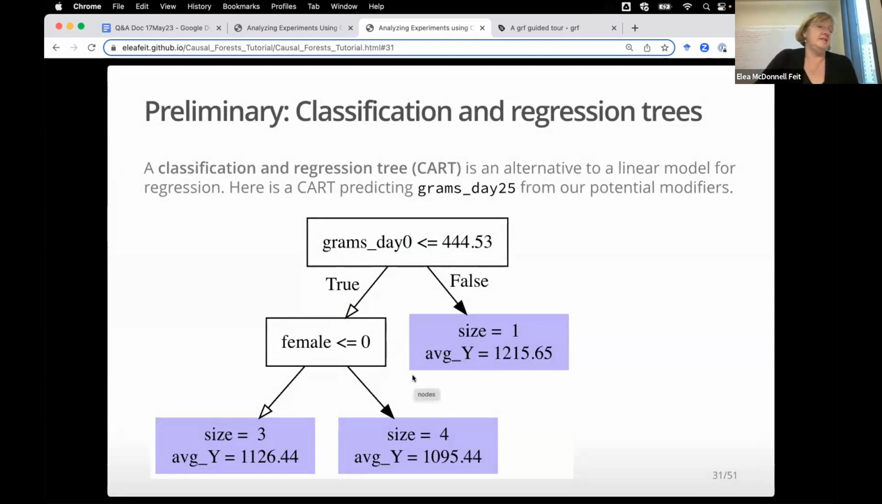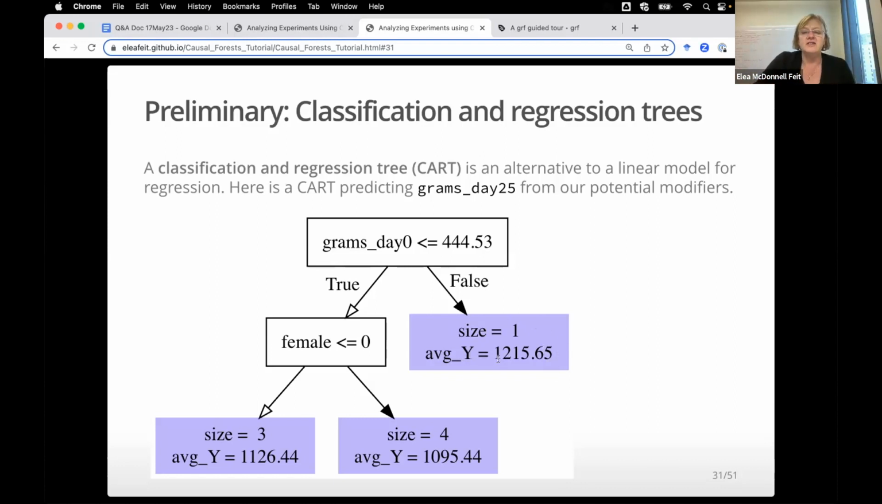All right, I have to give you some preliminaries to explain exactly how the causal forest works. Step 1 is the classification and regression tree. This idea has been around for a long time, maybe since the 70s. It's called CART, or classification and regression tree, and it's an alternative to the linear model for regression. You take all of your subjects, and then you come up with splitting rules. If the grams day 0 is less than one value, you go to the left. And if it's bigger than 444.53, you go to the right. If you go to the right, you get to this purple thing, which we call a node.